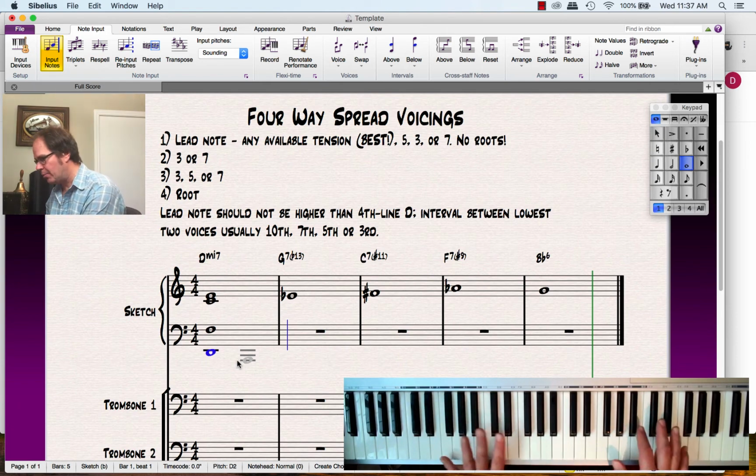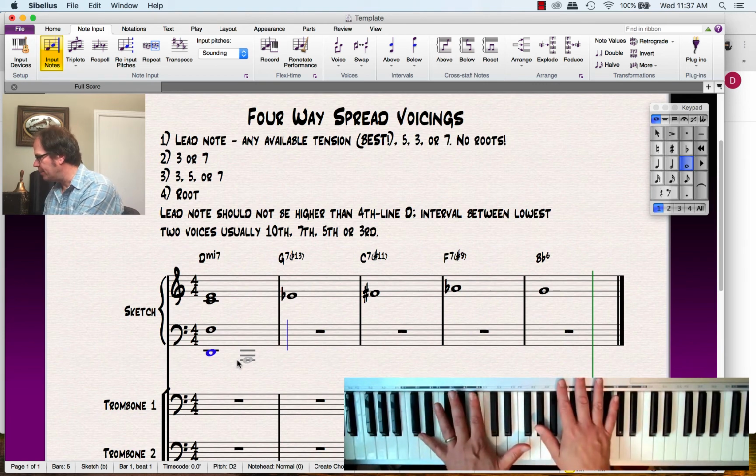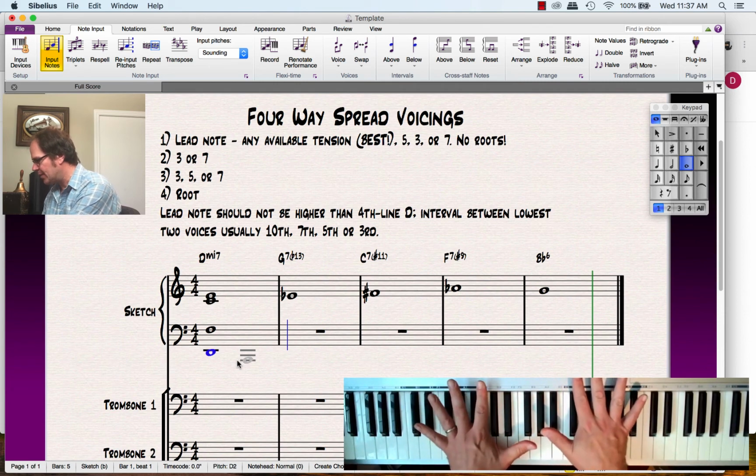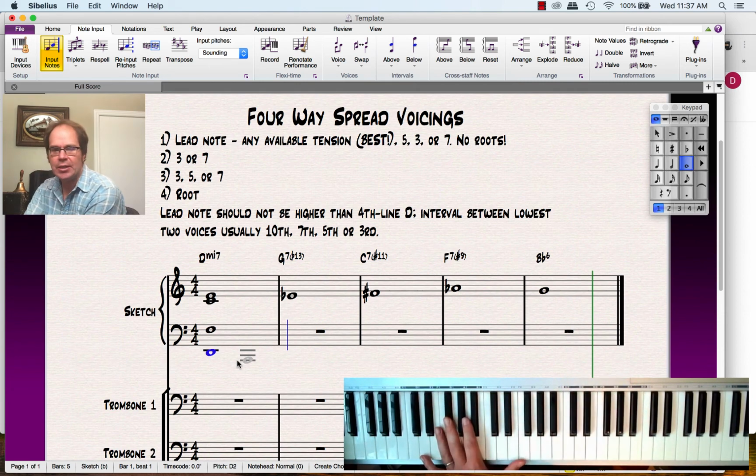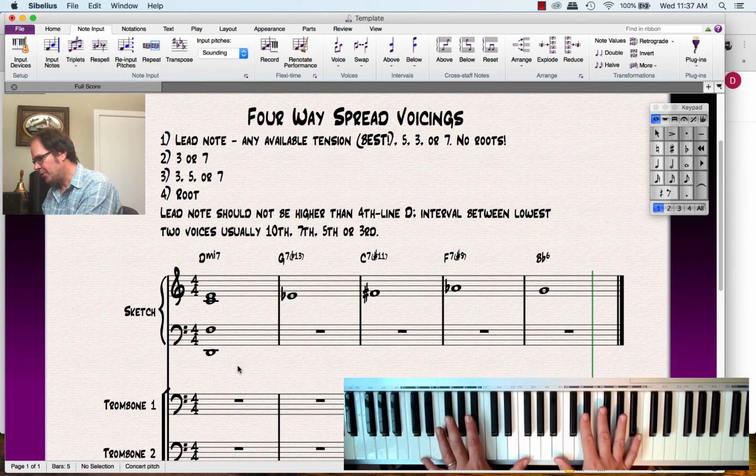So if you're looking at the keyboard, I'm very fortunate to have the size hands I have. I can actually play a 10th interval in my left hand, especially in this case here. But there's that 10th interval, pretty spread out. And then in the right hand here, we have that E and that C. So there's a beautiful spread voicing.